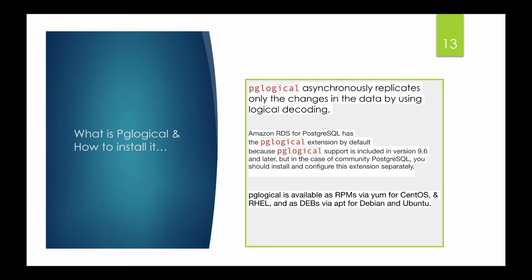Now, why it was not mentioned, I don't know. It was supposed to be mentioned that there are some significant steps to be done in our community PostgreSQL, because pglogical is a part of RDS since version 9.6, but not a part of community PostgreSQL. Then I found out that pglogical is available as an RPM via yum for CentOS and RHEL, the Red Hat Linux, and as a package for Debian and Ubuntu.